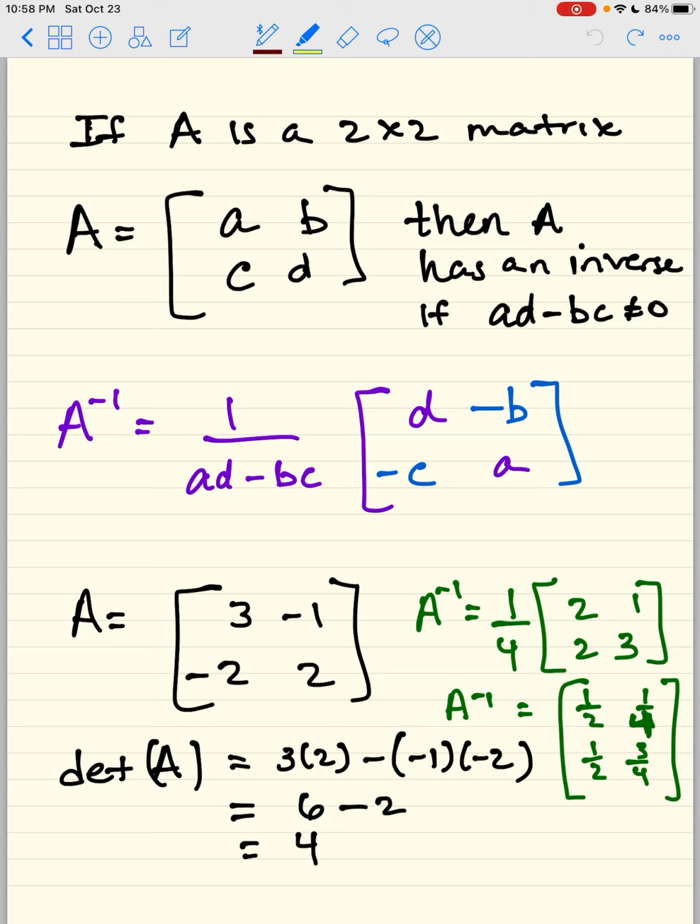What we want to do is imagine we had this matrix A that had these elements A, B, C, D, right? Then A has an inverse for sure if A times D minus B times C doesn't equal 0. If it equals 0, then there is no inverse. So that's really great. Okay, so that's your first thing.